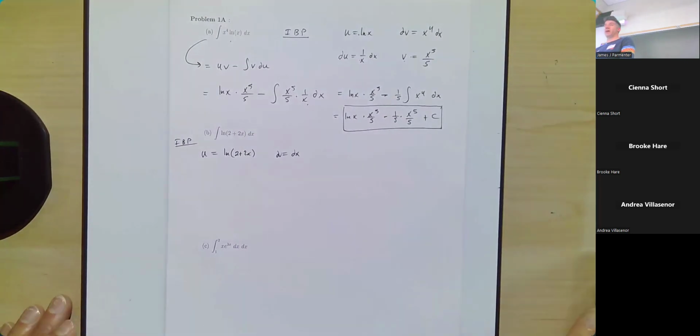And really the reason I know that I should do it this way is because I know that when we integrated the natural log of x before, this is how we did it. We used integration by parts and we let u equal the natural log of x and dv was just dx. This one's probably going to work the same. It might be a little less nice.